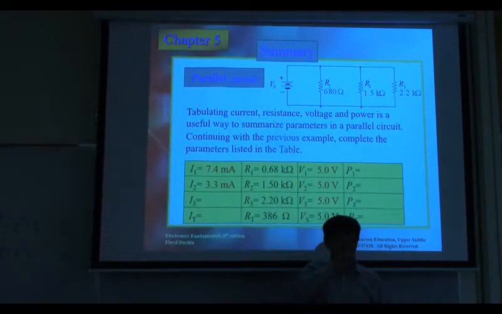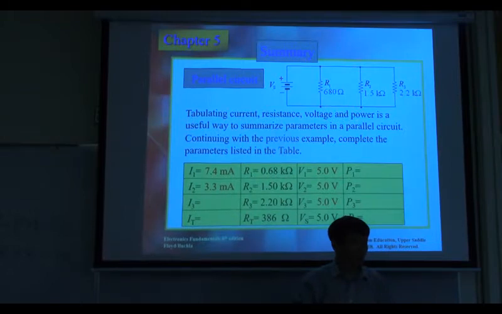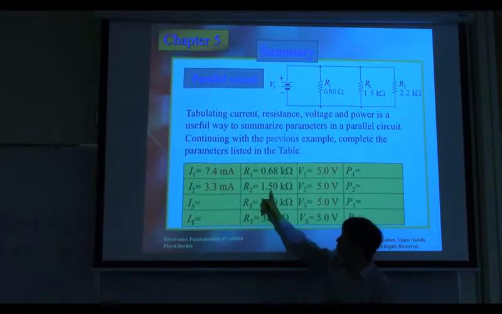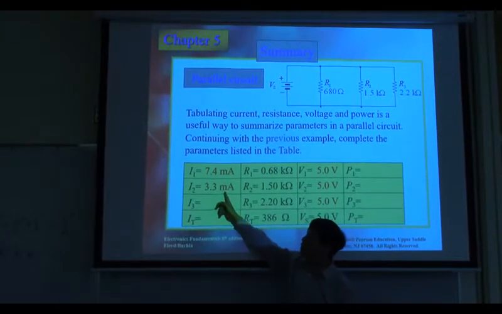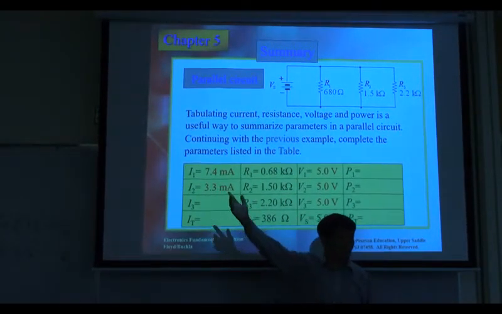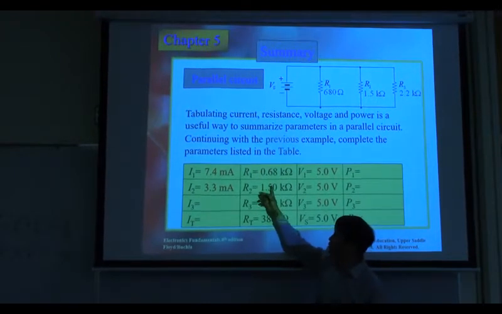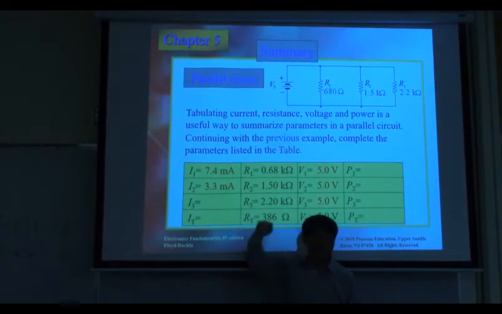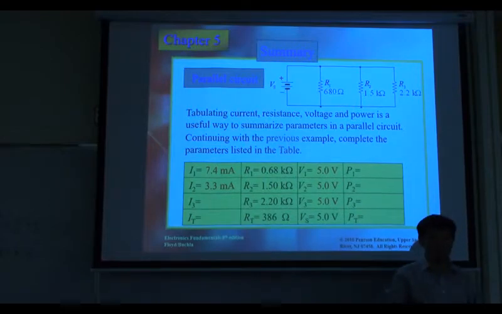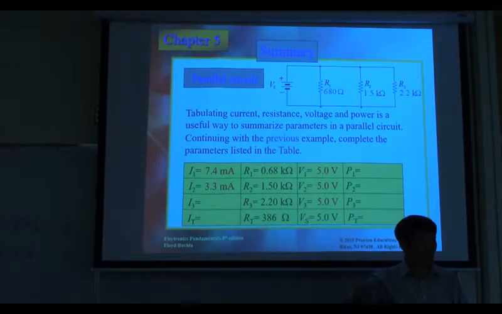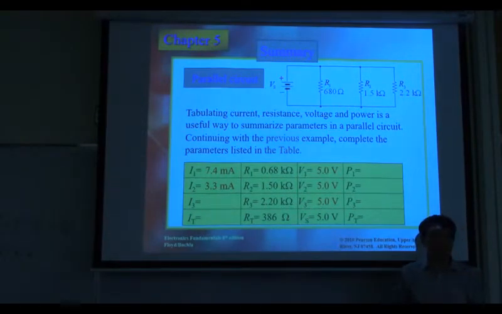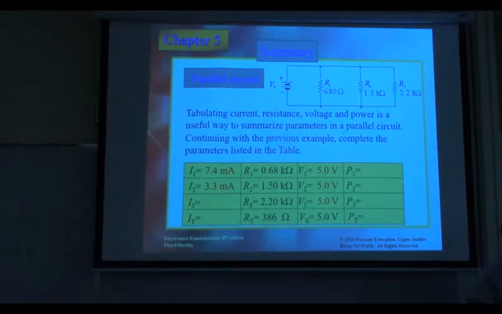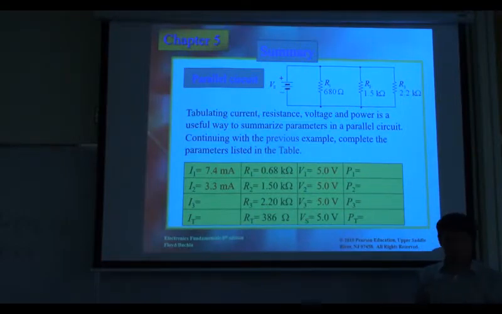I think we have this test in the first midterm. If this one is twice as large as this one, this one will be half of this one, right? If this one is half of this one, this one will be twice as large. That is because of Ohm's law, current equals V over R. The voltage will always be the same, so the current is inversely proportional to the R.